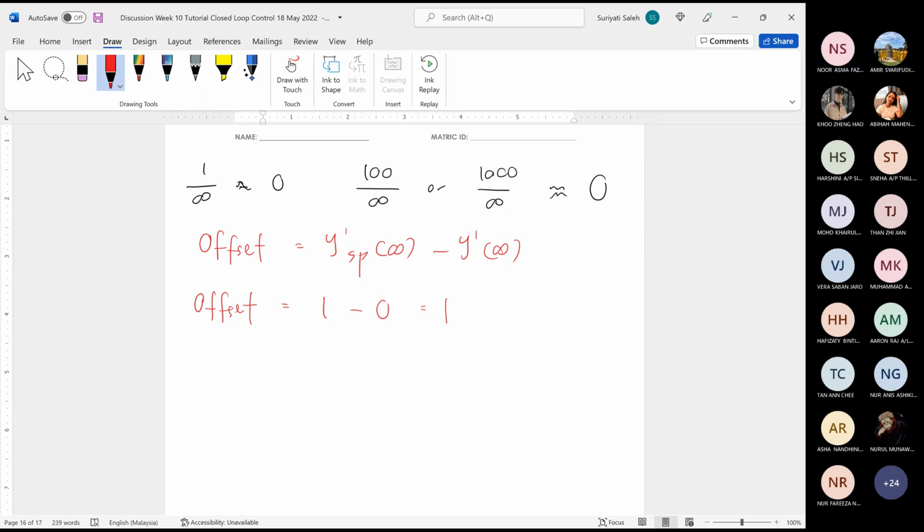Anybody else? What is your offset? You get 0. So what is your value? So that means y prime sp infinity is 0. Yes, 0 minus 0. Okay. Any other answer?